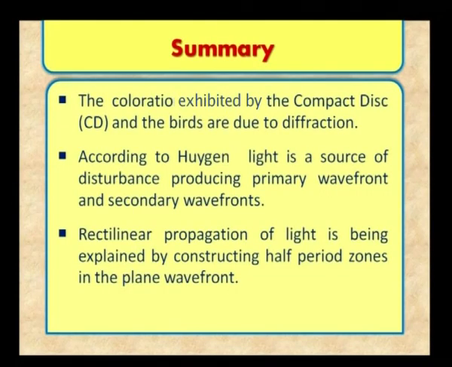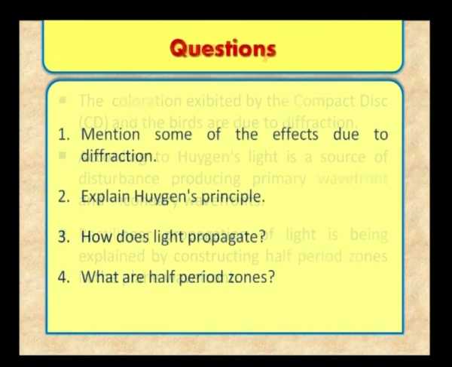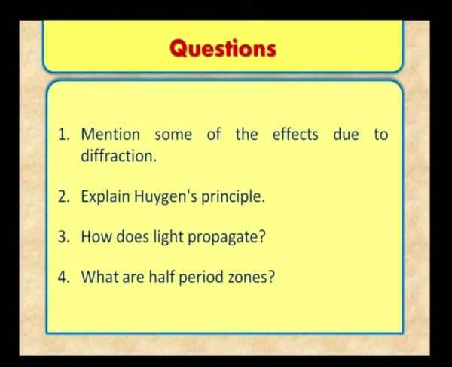Let me now summarize what I have told in this lecture. The points are: the coloration exhibited by the compact disc, the CD, is due to the phenomenon of diffraction. According to Huygens, light is a source of disturbance producing primary wave fronts and secondary wave fronts. Rectilinear propagation of light is explained by constructing half period zones in the plane wave front. The questions are: mention some of the effects due to diffraction, explain Huygens principle, how does light propagate, and what are half period zones. With this we come to the end of this lecture. The rest of the things we will see in the lectures to come.